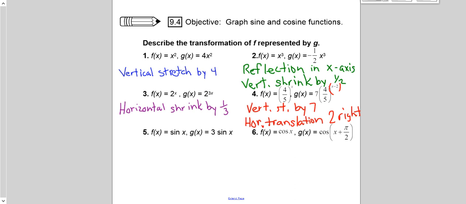Okay, look at number 5. What changed from sine of x to 3 sine of x? We multiplied by 3. Multiplying a function by 3, what does that do? Vertical stretch by 3.